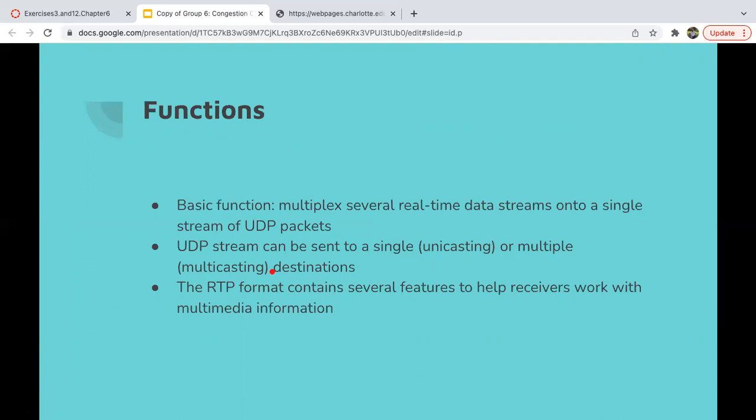In particular, there will be no special guarantees about delivery, and packets may be lost or delayed or corrupted or anything like that. The third bullet, the RTP format contains several features to help receivers work with multimedia information. Each packet sent in an RTP stream is given a number higher than its predecessor. This numbering will allow the destination to determine if any packets are missing.